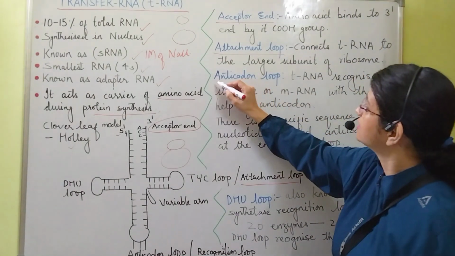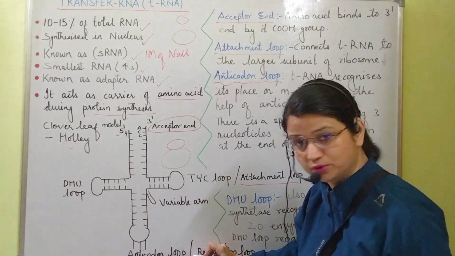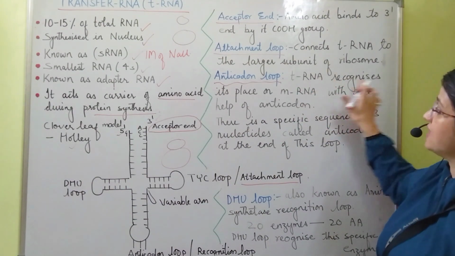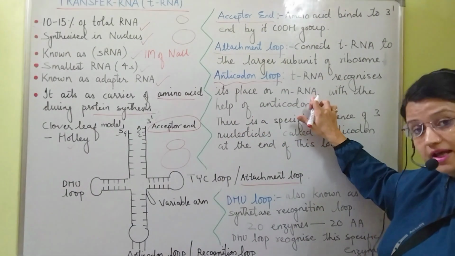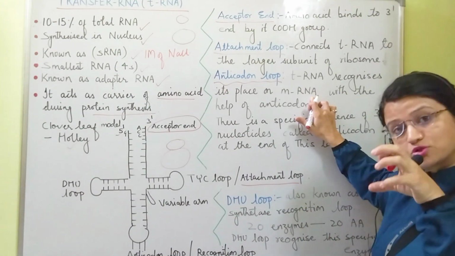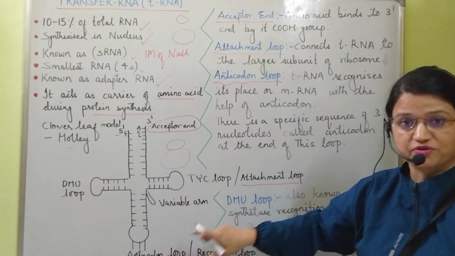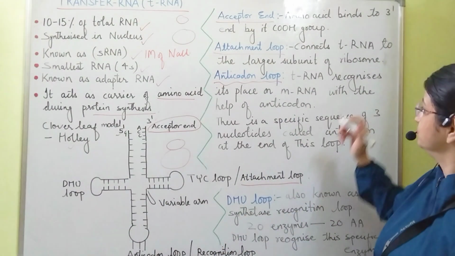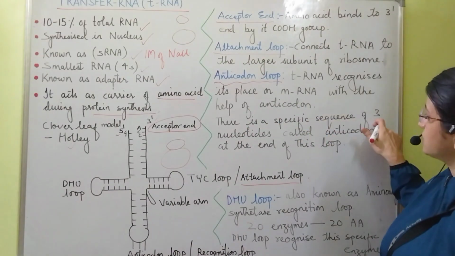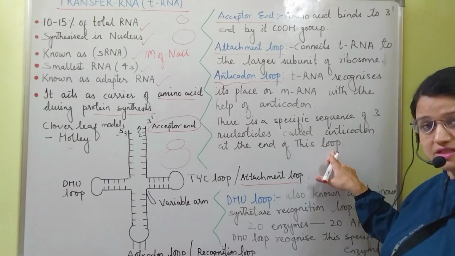Next, the third one is the anticodon loop. Now what is its function? tRNA recognizes its place on messenger RNA. tRNA will go to the messenger RNA. It has to recognize its place and it will be done with the help of this loop, which is known as the recognition loop, with the help of the anticodon. There is a specific sequence of 3 nucleotides called the anticodon at the end of this loop.